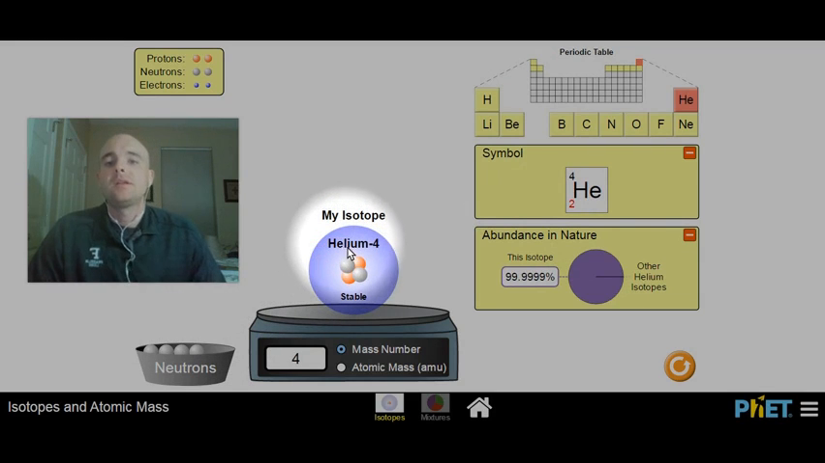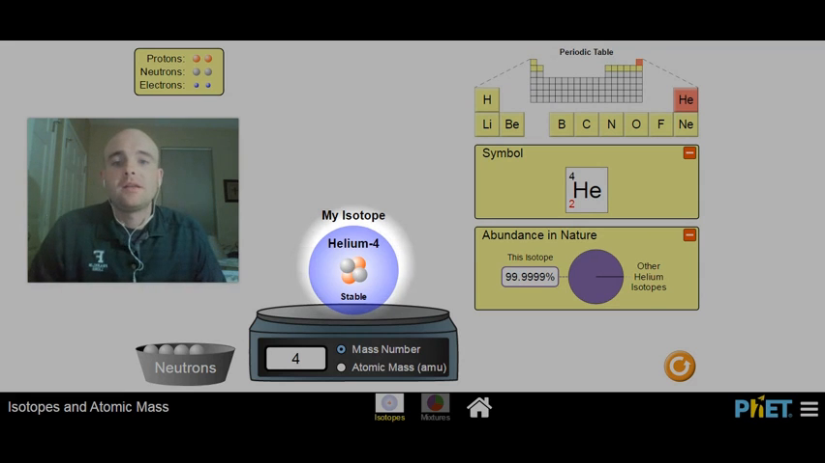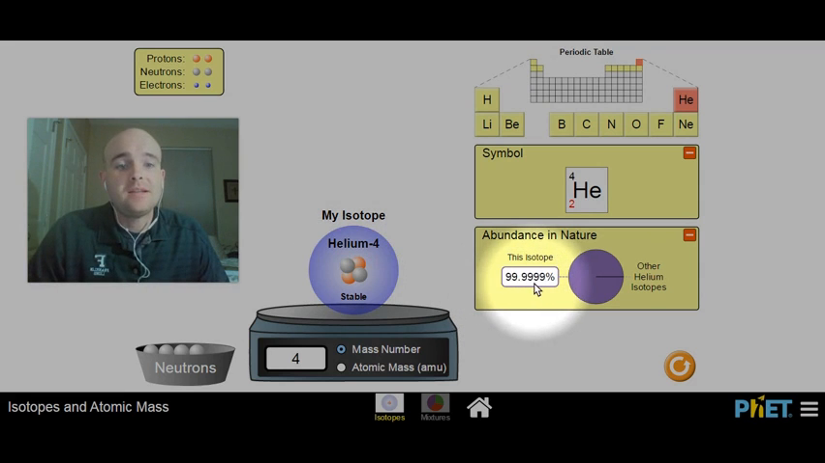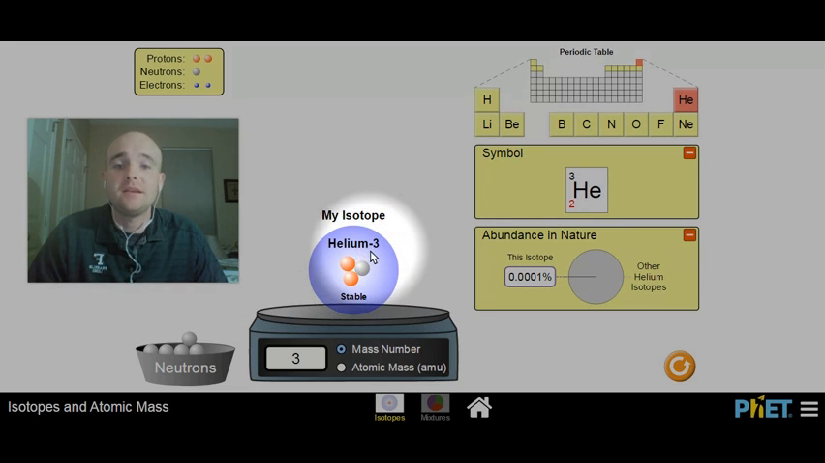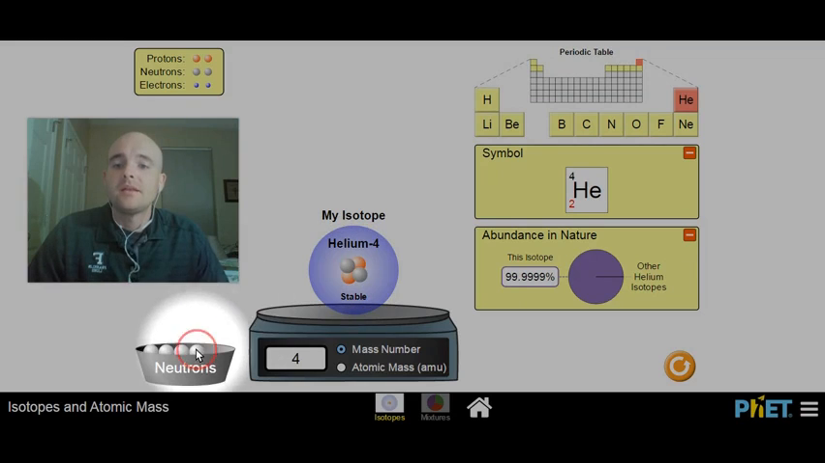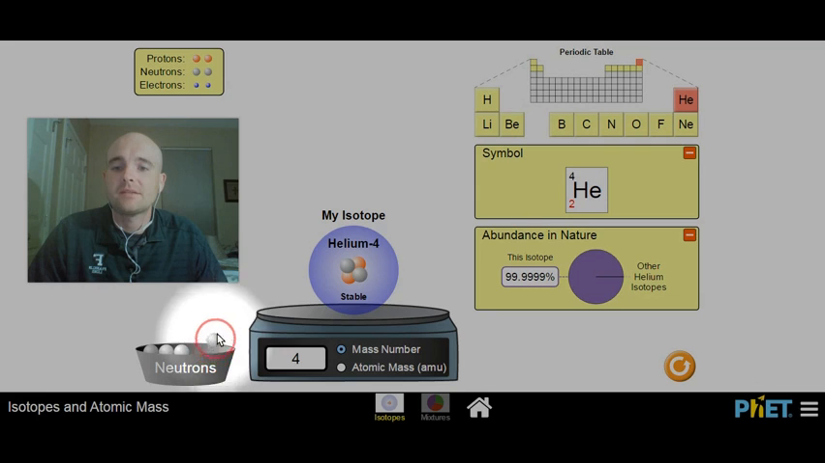Now these don't happen in nature equally. 99.99999% of the time, helium-4 will be the one that exists. But very rarely, sometimes we can get the helium-3 isotope. These are both stable. Now, if I add an extra neutron, it might be unstable. So if I take it away, now I can get that back stable again.